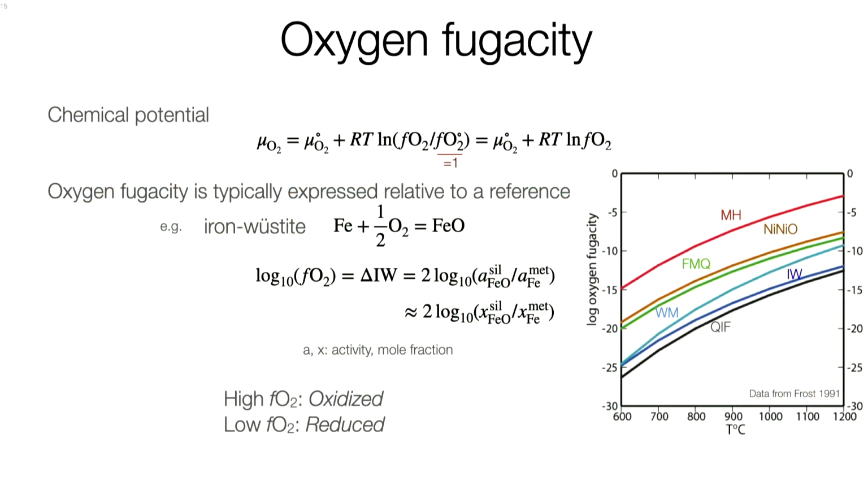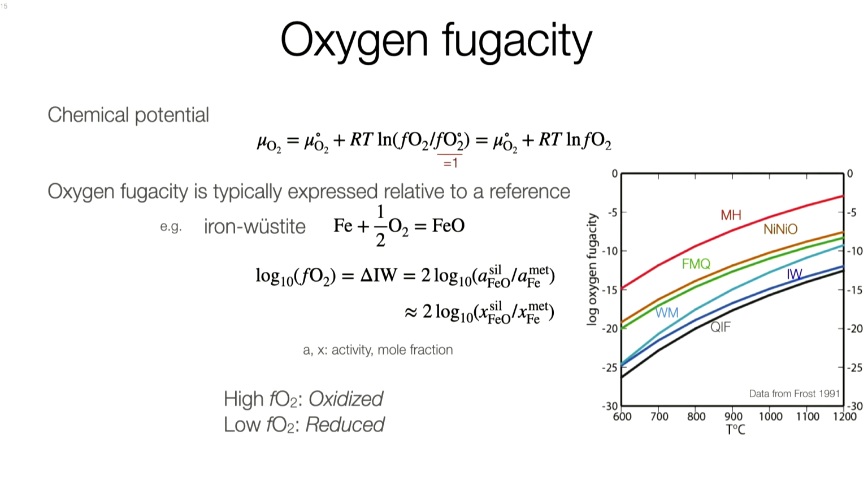So here we'd like to introduce a key concept, which is oxygen fugacity. Here, this is the chemical potential of oxygen, which is expressed as follows. R is the gas constant, and T is the temperature. And fO2 is the oxygen fugacity. And oxygen fugacity is typically expressed relative to a reference. Here we are looking at the iron-wüstite reaction. Here Fe reacts with oxygen and becomes FeO. And the reaction is shown as follows.